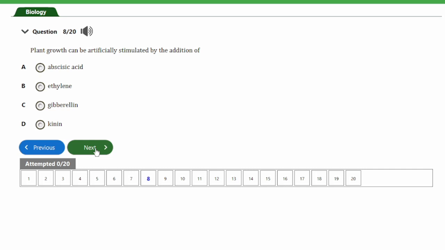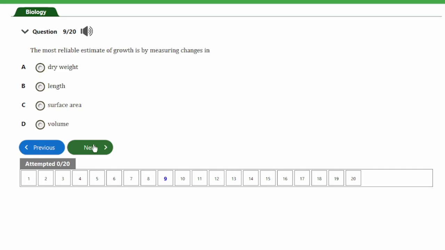Gibberellins are plant hormones actually that regulate growth and influence various developmental processes, including stem elongation, germination, dormancy, flowering, sex expression, enzyme induction, and the rest. So guys, this plant hormone can be added artificially to stimulate plant growth in various ways. So let's look at the next question, and that's question number 9.